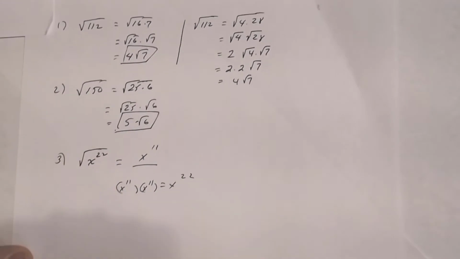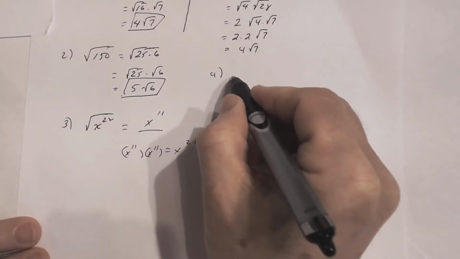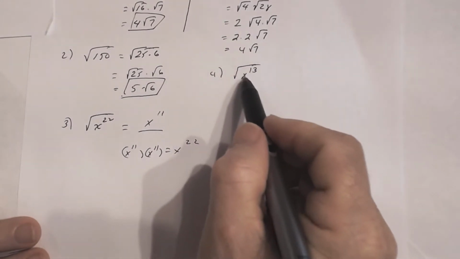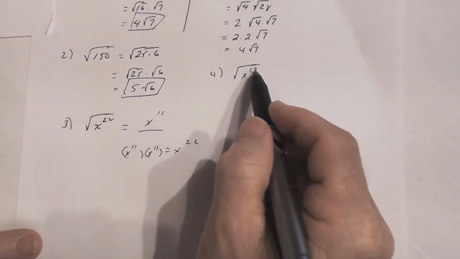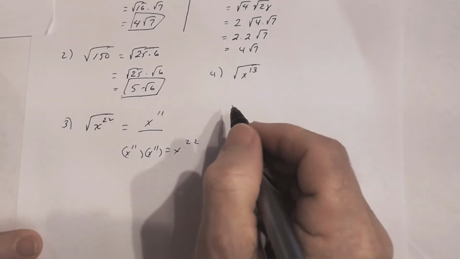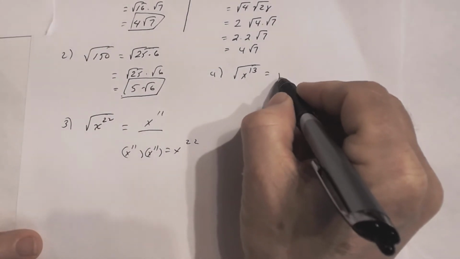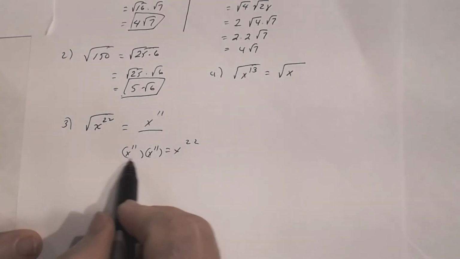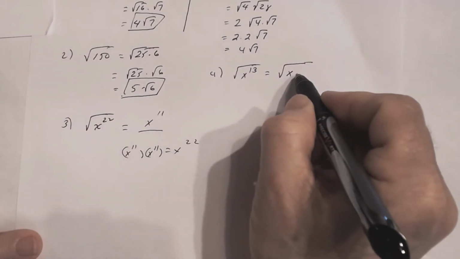All right, now number 4. So number 4, we have the square root of x to the 13th. Now the problem with that one is that 13 is odd. And I can simplify this because 13 is greater than or equal to 2. So I'm going to have to rewrite this, and I'm going to use the product rule. I'm sorry, when you multiply bases, you add exponents. So I'm going to use that rule here for exponents.